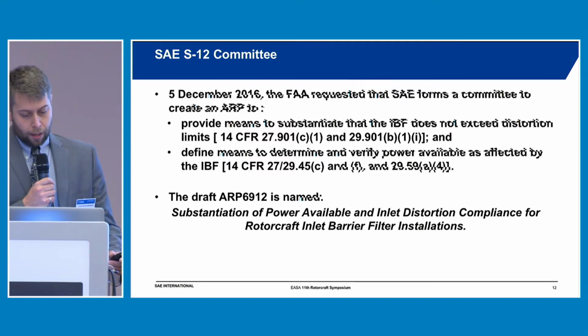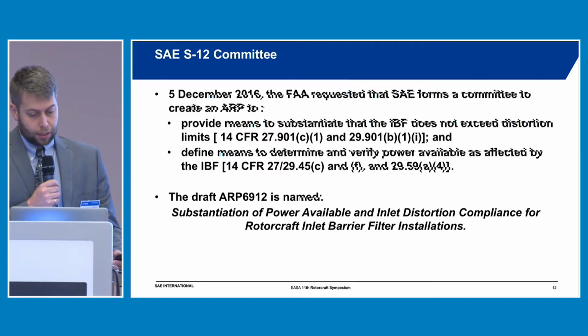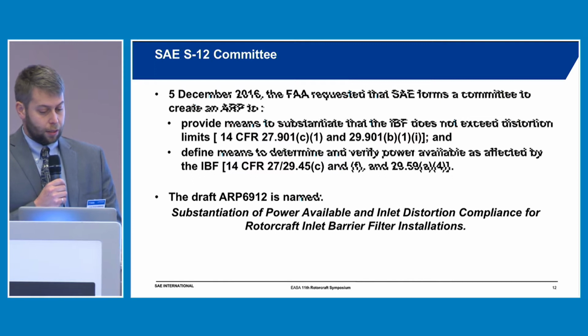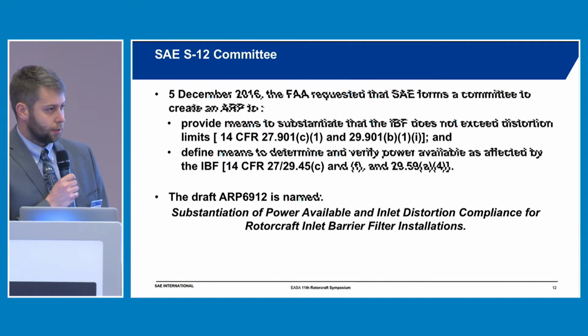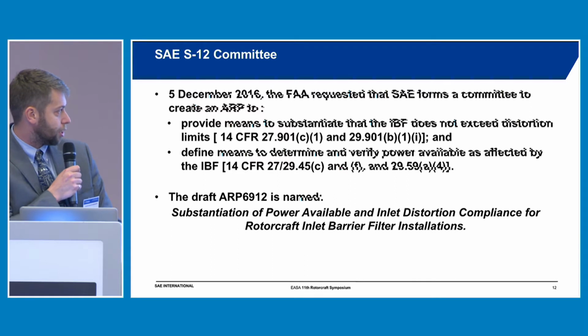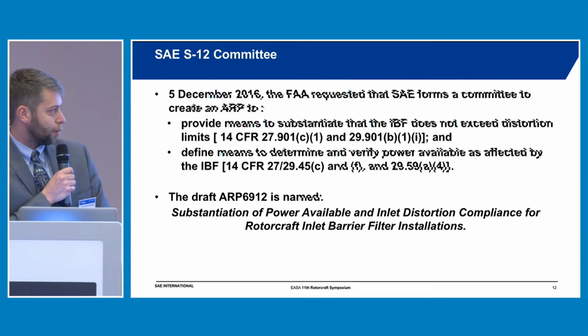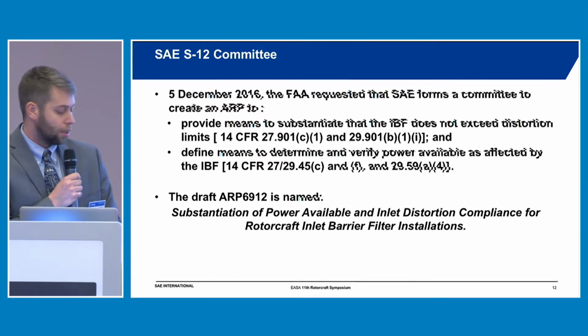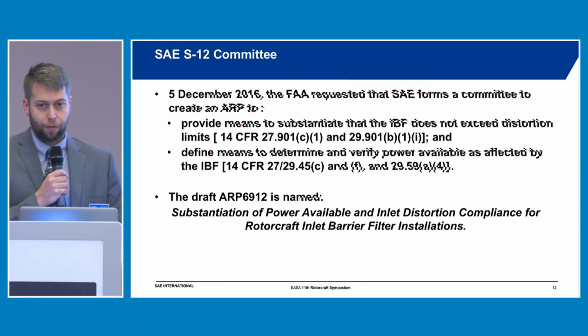So the draft ARP, actually, the number has already been chosen. It's going to be 6912. And this is the title: substantiation of power available in inlet distortion compliance for rotorcraft IBF installations.